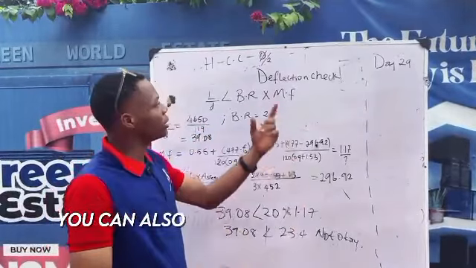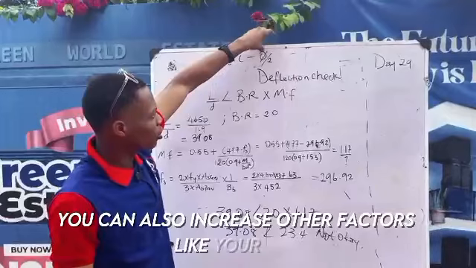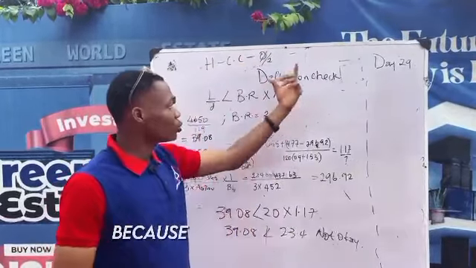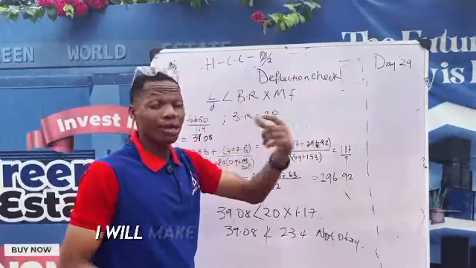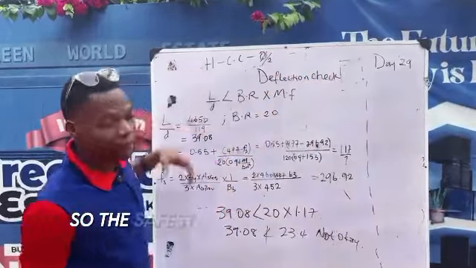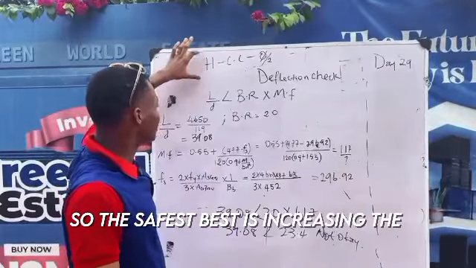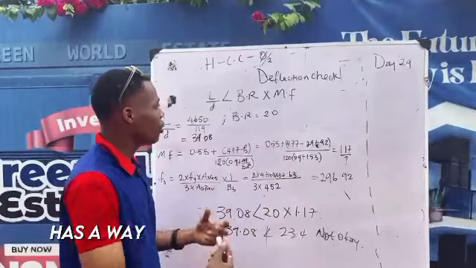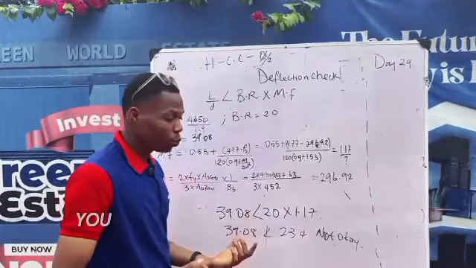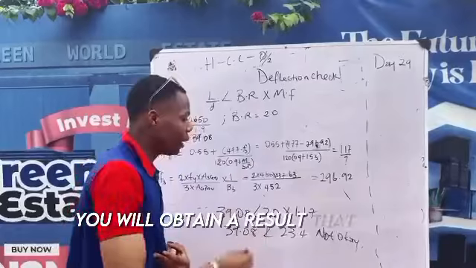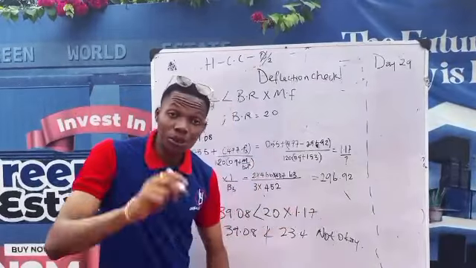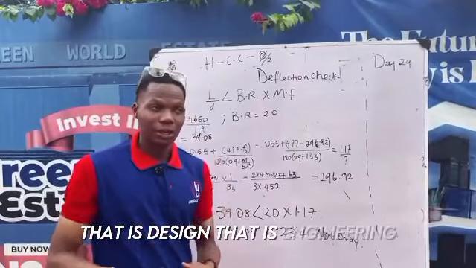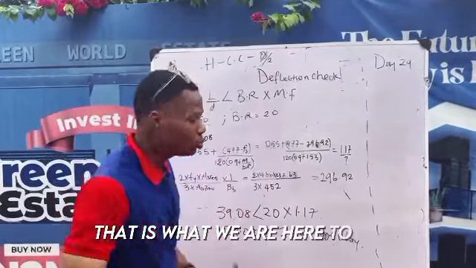You can also increase other factors like your rod, but most times we want to use the same 12mm rod, because using higher rods will make the slab too heavy. So the safest bet is increasing the thickness of your slab. Playing around with the parameters like that has a way of balancing everything out, so at the end you will obtain a result that will actually pass this deflection check. So you keep trying and you keep doing it till you get it right. That is design, that is engineering, and that is what we are here to do.